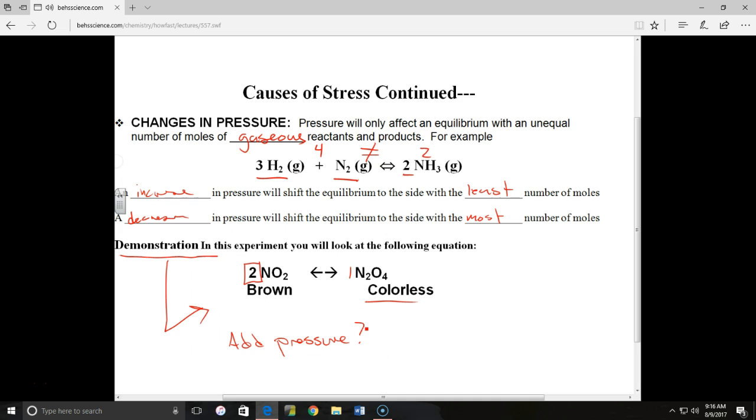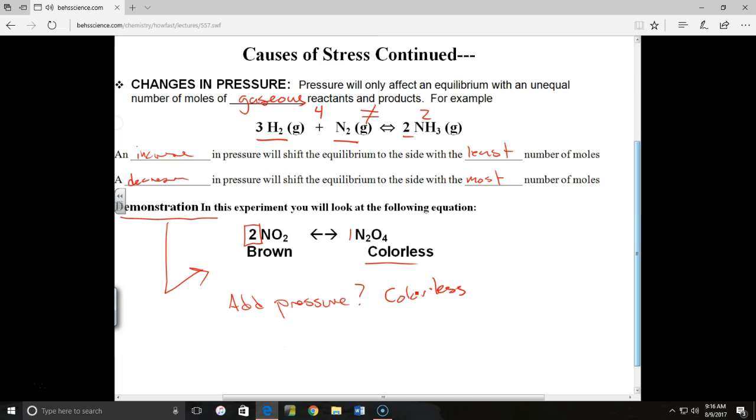All right, now let's think about it. What did we decide? If we add pressure, remember from the notes above, if I add pressure, I go to the side with the least number of moles. All right, so if I add pressure, this should become colorless. The demo on the internet will show you that. All right, now if I decrease pressure, obviously it will become brown because I'll shift to the side with the most number of moles, which would be 2. So it will go brown.